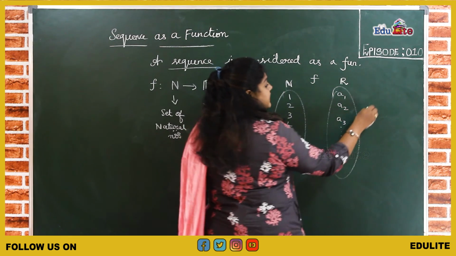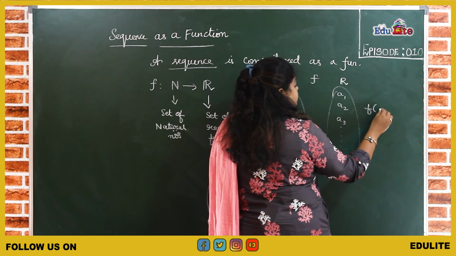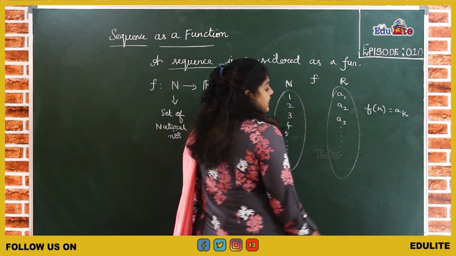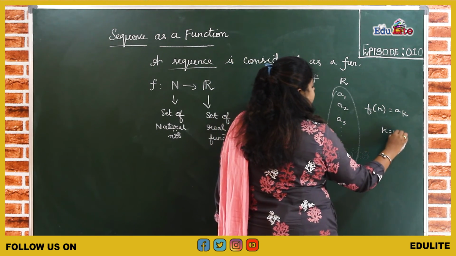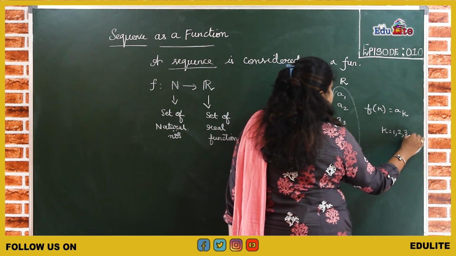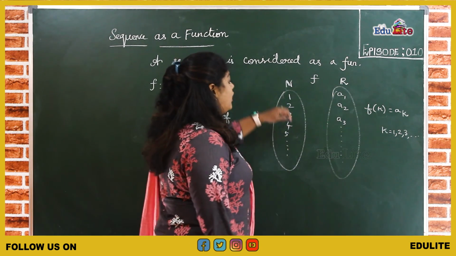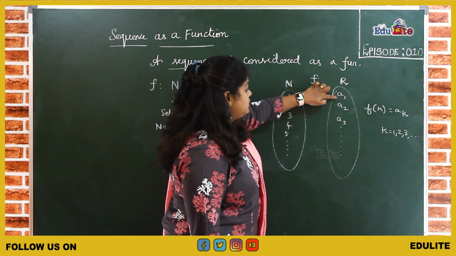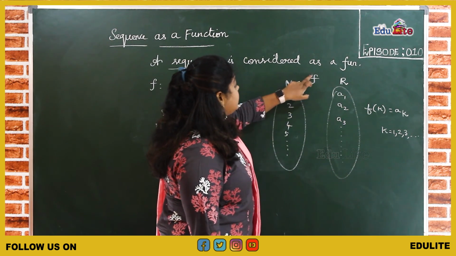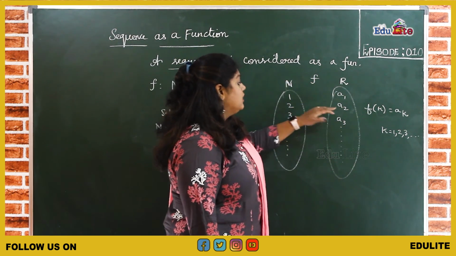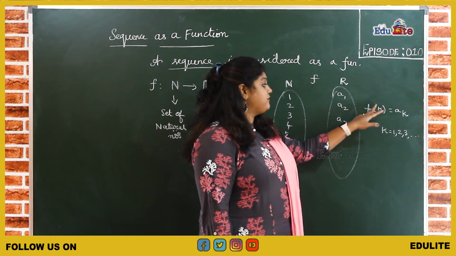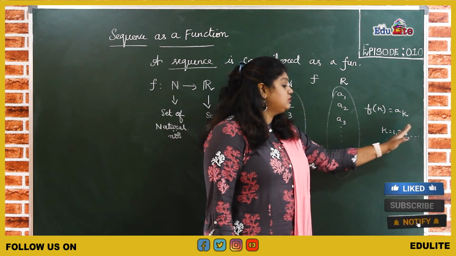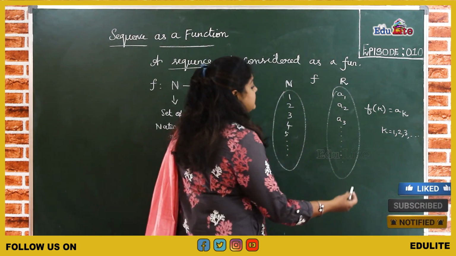And in general, this can be represented as f of k equals ak. Why we are representing like this is, we will take the k value varying from 1, 2, 3, etc. It goes on. We all know that this function can be written as f of 1 equals a1 and the second term is f of 2 equals a2. So, in general I have written it as f of k equals ak and varied the values of k from 1, 2, 3, etc. It goes on.